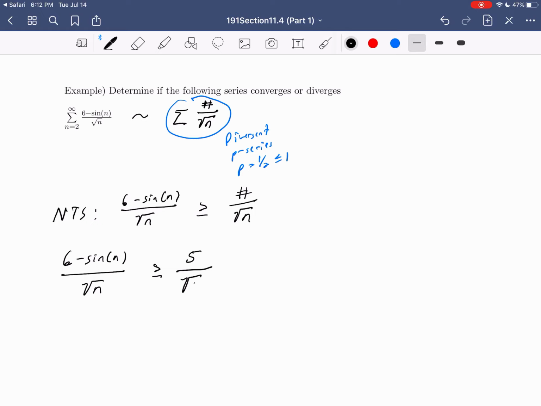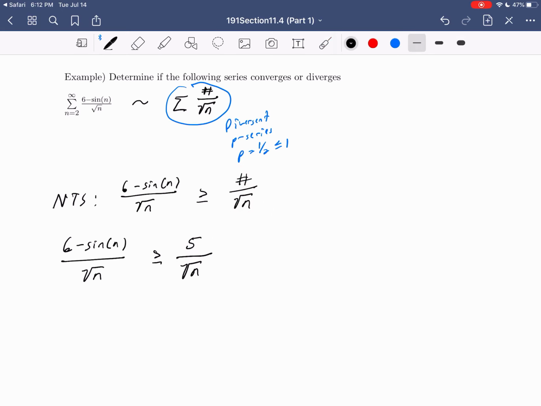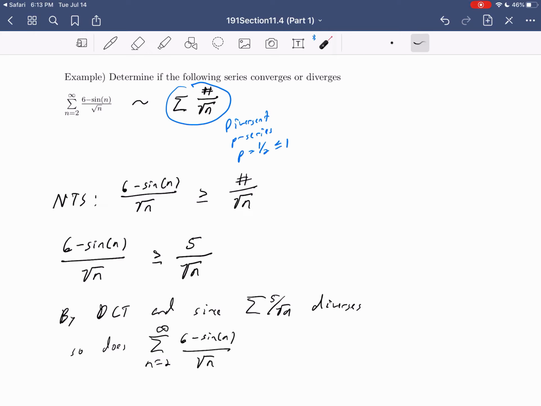Keep our square root of n, we're not modifying that at all. And notice that that is a number over the square root of n. Specifically, it's the number 5. So we know that 6 minus sine of n over root n is always greater than or equal to 5 divided by root n. So by direct comparison test, and since the sum of 5 over root n diverges, so does the sum n equals 2 to infinity 6 minus sine of n over root n. So we've just shown that this thing diverges.